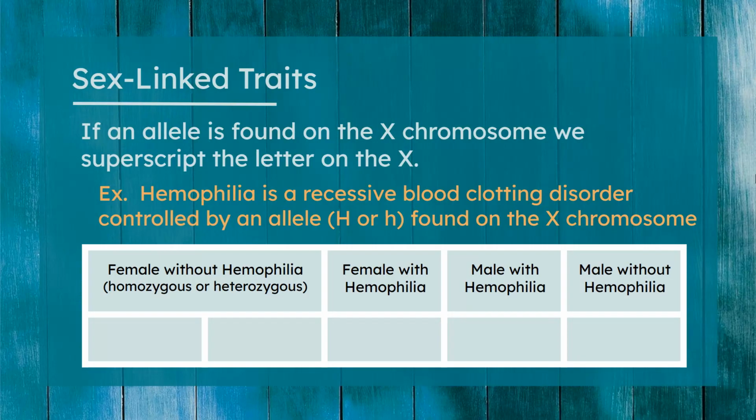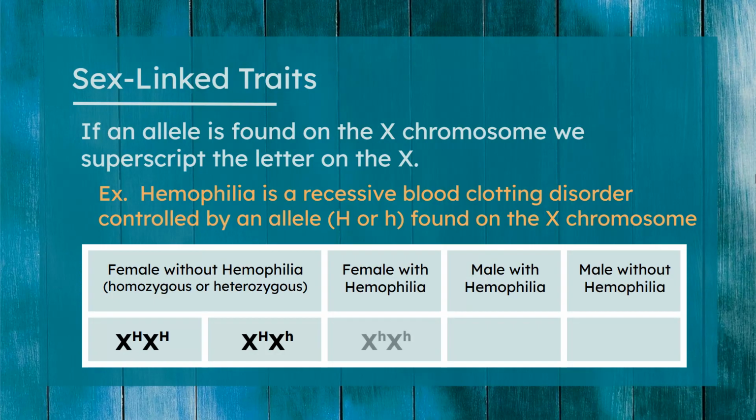So hemophilia is a recessive blood clotting disorder controlled by an allele, either dominant H or recessive h, found on the X chromosome. So a female without hemophilia, this means she does not have the recessive disorder. So she's dominant. She can either be homozygous dominant or heterozygous dominant. And that's how we would write her genotypes. So she is female, so she has two X chromosomes, and we're going to superscript the alleles that she has. So either X^H X^H, or X^H X^h.